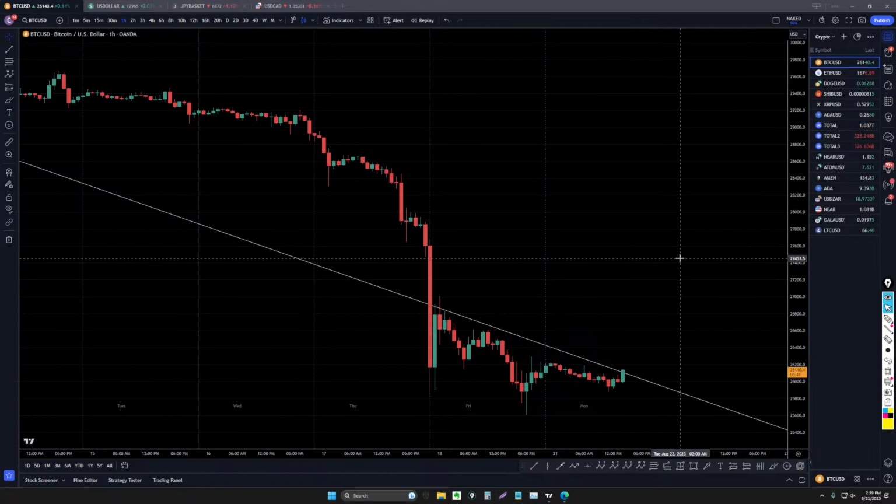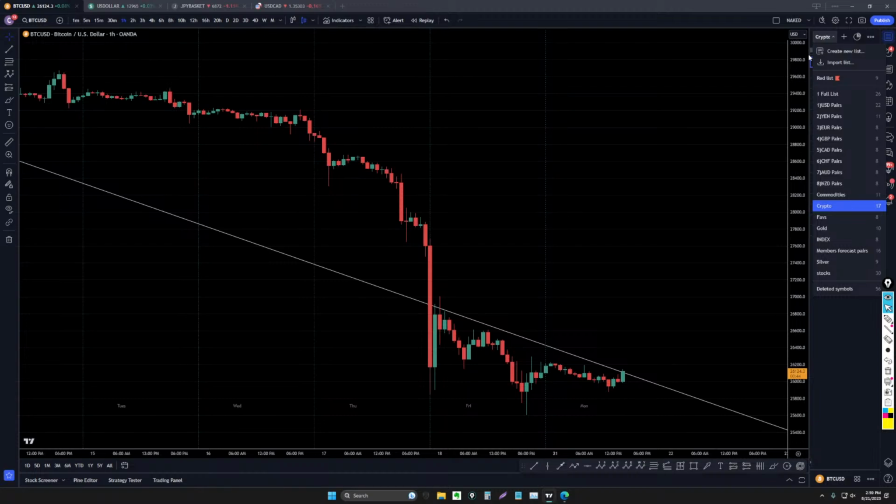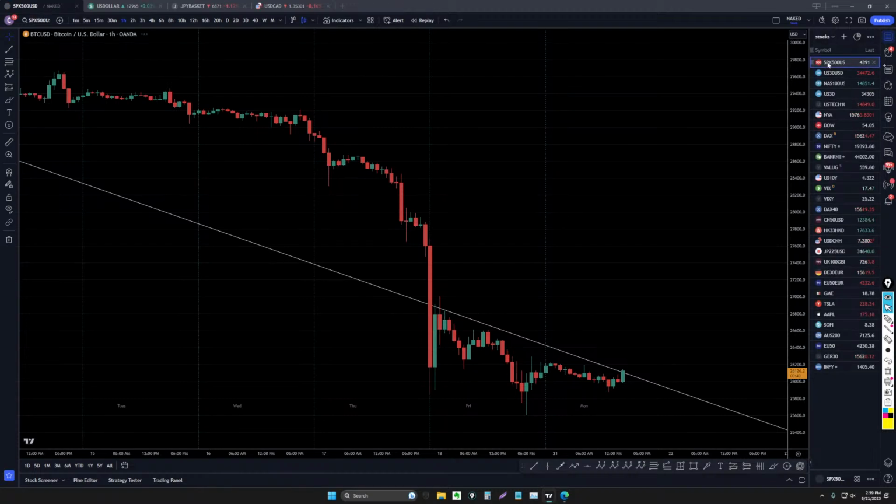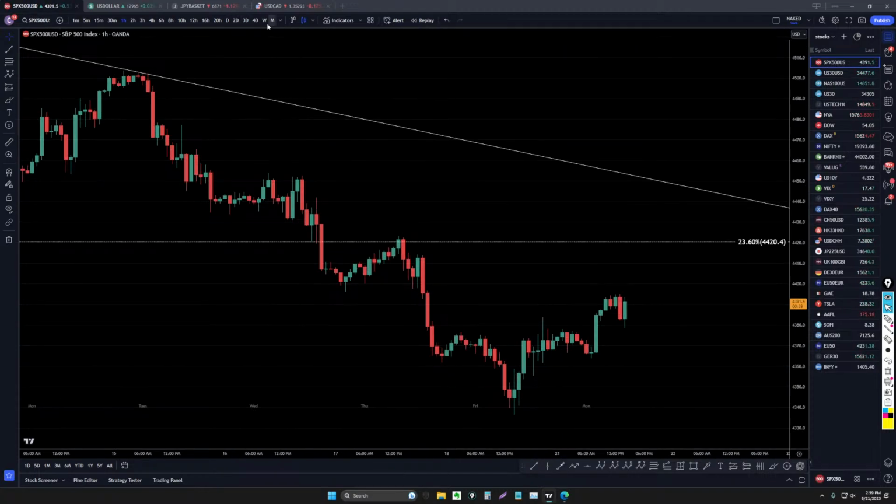Let's see, what else do we got? We gotta go look at the NASDAQ, a couple commodities. Let's go look at the stock market first, then we'll go look at a couple commodities.